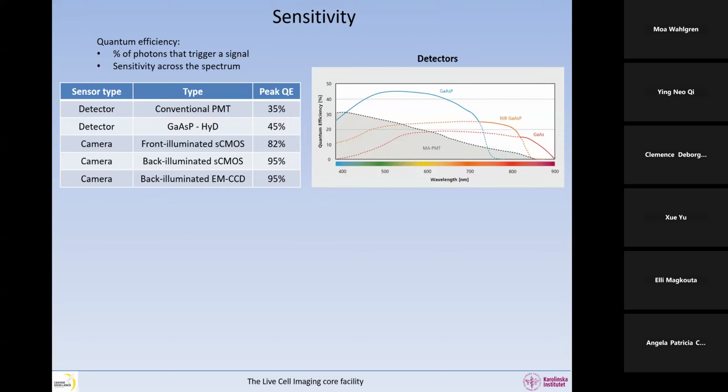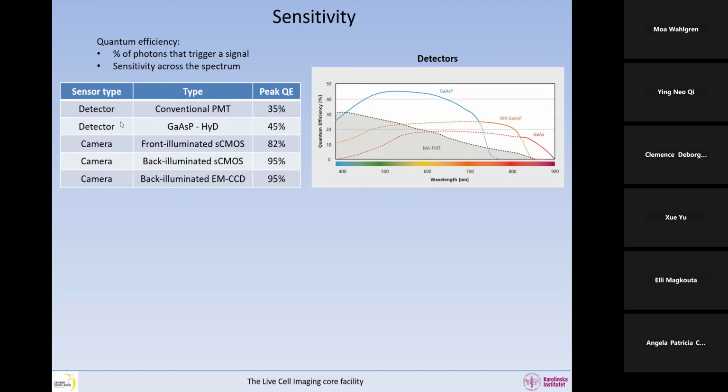And why do I write here the peak? It's because the quantum efficiency is different depending on the photons, depending on their wavelength. So you can see in here that for a conventional PMT, for example, there is a higher quantum efficiency, the 35% is only in the blue range. And then it just goes down and down and down as we go to longer wavelengths.